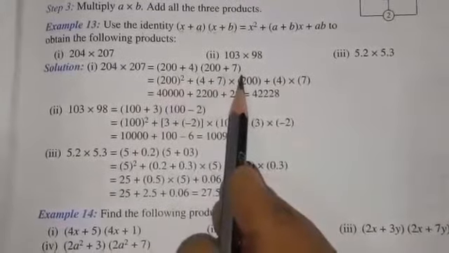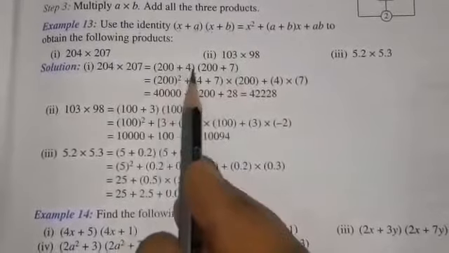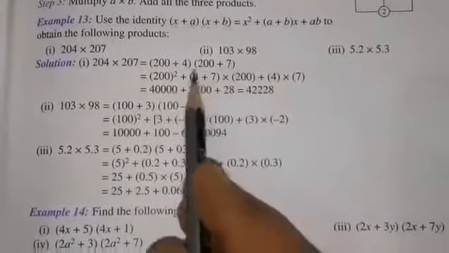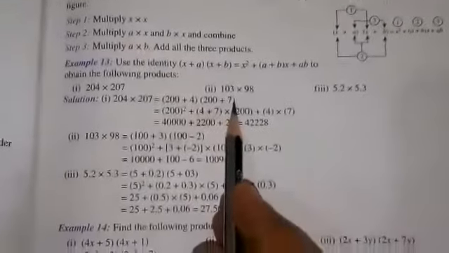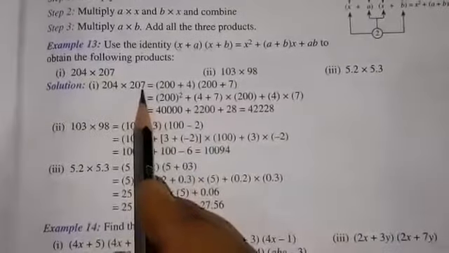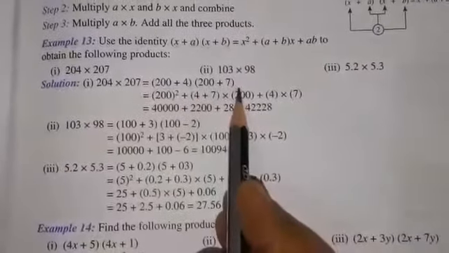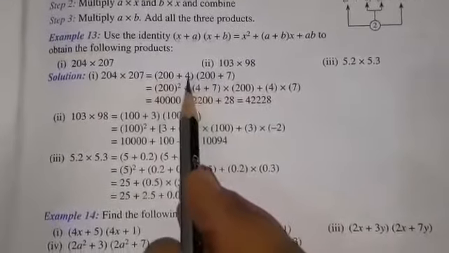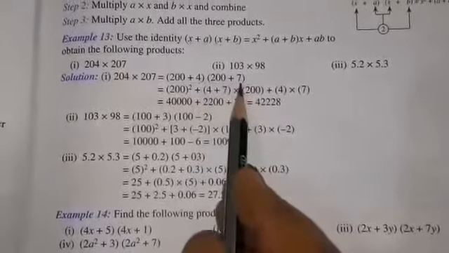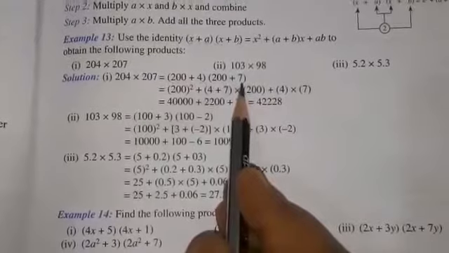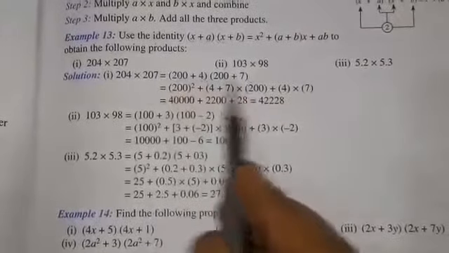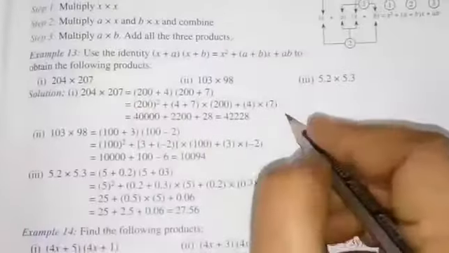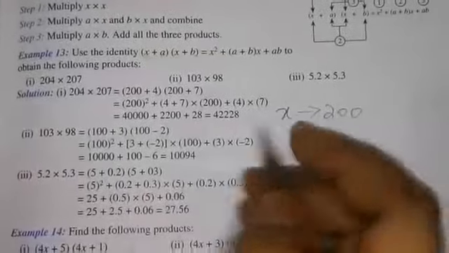So now this clearly looks like (x + a)(x + b). We have expressed the given question as a product of two binomials, wherein their first terms are the same, x, and their second terms are different, 4 and 7. So by using the identity, relate this to the LHS of the identity. x plus a. So what is x? 200. Correct?